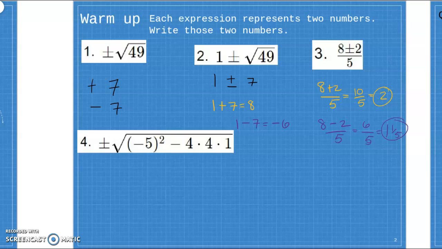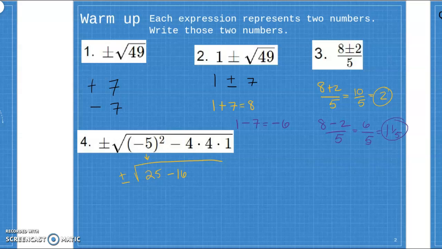Now this one might look super long, but bear with me. What is a negative times a negative? Well, two negatives make a positive. 5 times 5 is actually 25. So here I have plus or minus the square root of 25. And now I'm going to multiply negative 4 times 4 times 1. Well, negative 4 times 4 gives me a negative 16. Negative 16 times 1 still gives me a negative 16.